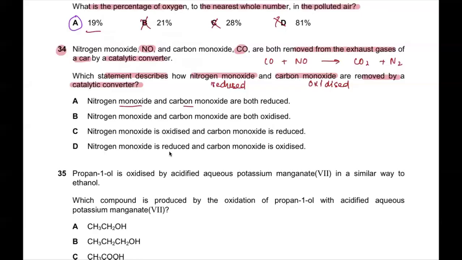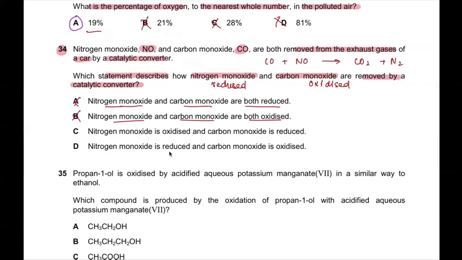Nitrogen monoxide and carbon monoxide both reduced, wrong. Both oxidized, wrong. Nitrogen monoxide is oxidized, no. Nitrogen monoxide is reduced, but carbon monoxide is not, so C goes wrong. Nitrogen monoxide is reduced, carbon monoxide is oxidized. That's what we have figured out. So D is the correct answer. Is this understandable?